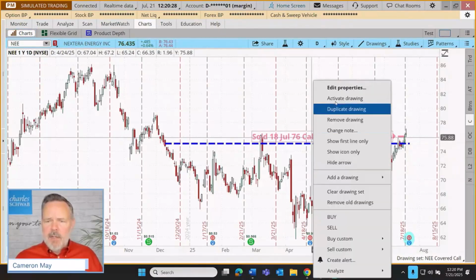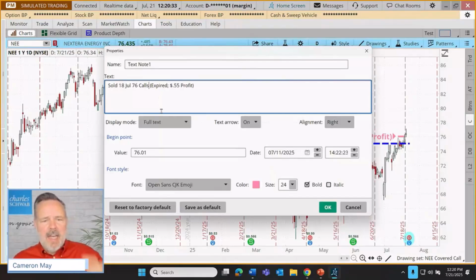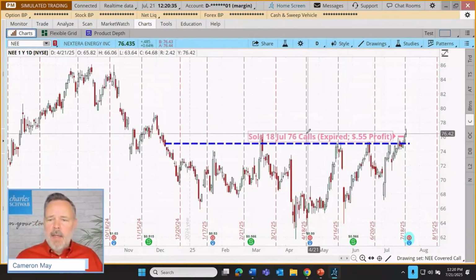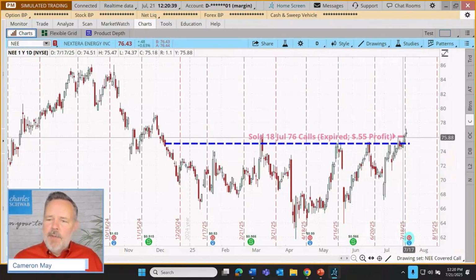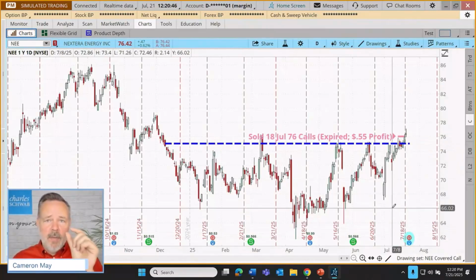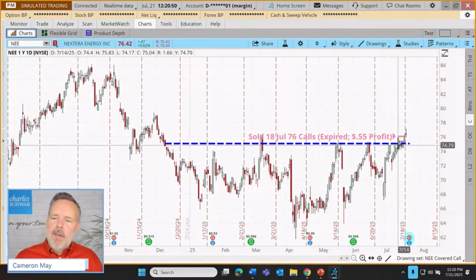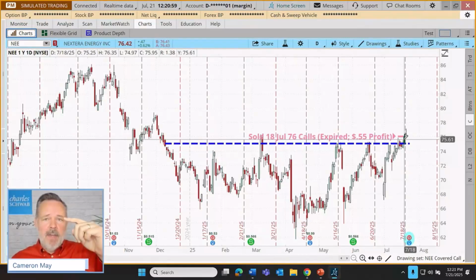I think we should change this. Let's edit this. Sold 2 calls, okay, because we have 200 shares here. Anyway, we sold those at 76, and those were set to expire on July 18th. So this was a short-term trade. The trader might think, oh, what could happen in a week? Well, look at where this stock rallied. As of Friday, at points during trading, this went up above $76.